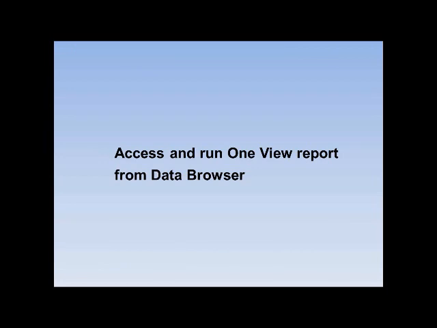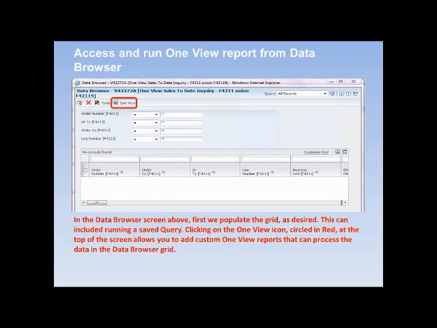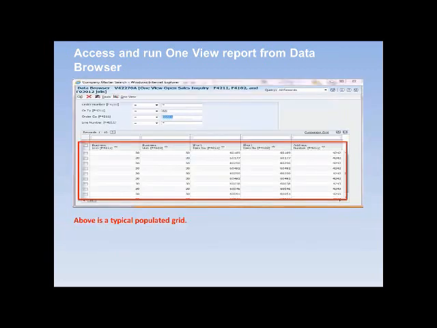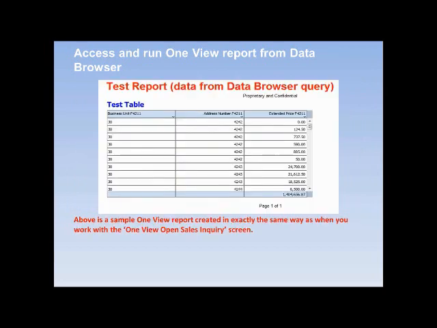I can access and run OneView from the data browser. Next slide. Here's a data browser that's open. There's our now familiar OneView icon. Same story. I have to populate the grid or run a saved query and click on the OneView icon. And here's a typically populated grid of data browser. Next slide, please. Above is a sample OneView report created out of the browser in exactly the same way as when you work with the OneView Open Sales Inquiry screen.